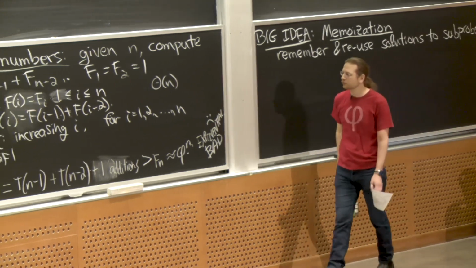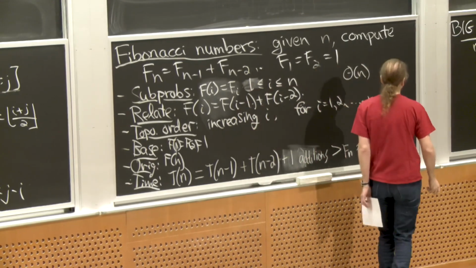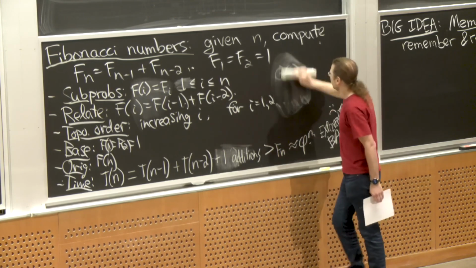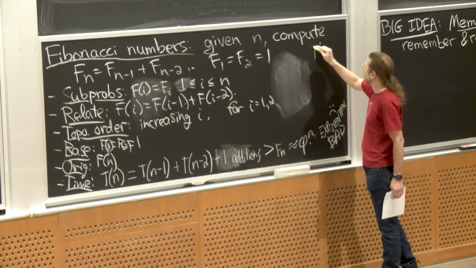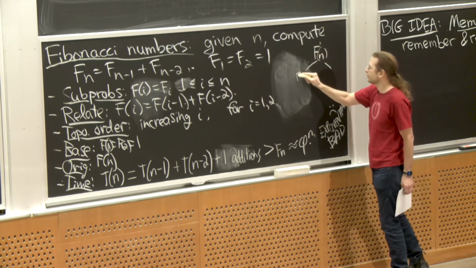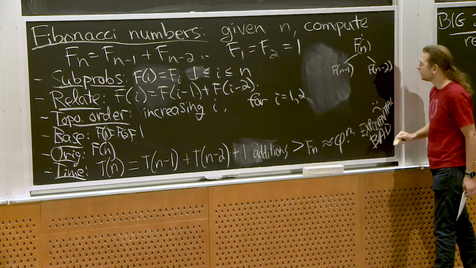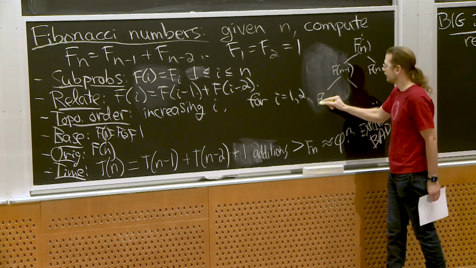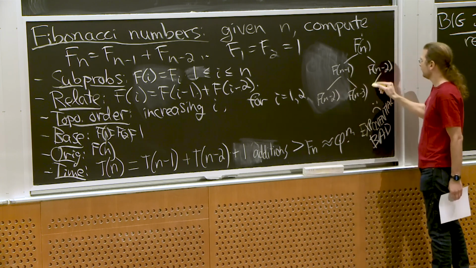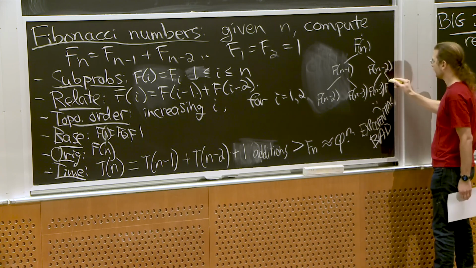So let's draw the recursion tree for this recursive algorithm as we've done it so far. So at the top, let me make a little bit of space. At the top, we are calling f of n. And then that calls f of n minus 1 and f of n minus 2. And it does an addition up here. Then this calls f of n minus 2, and this calls f of n minus 3. This calls f of n minus 3, and this calls f of n minus 4.